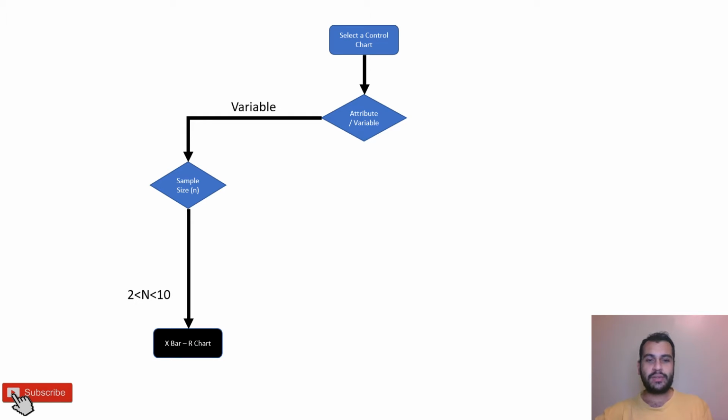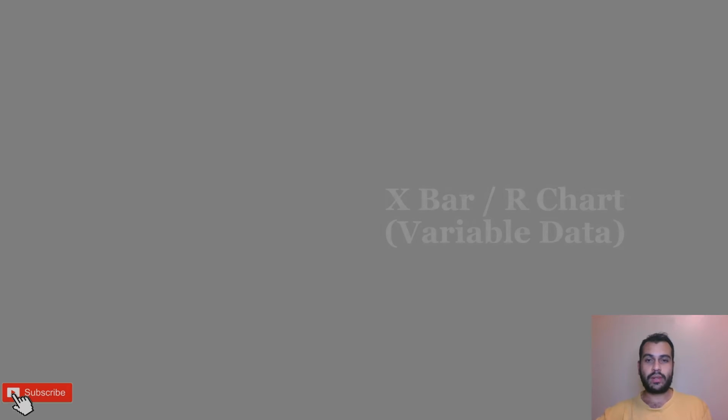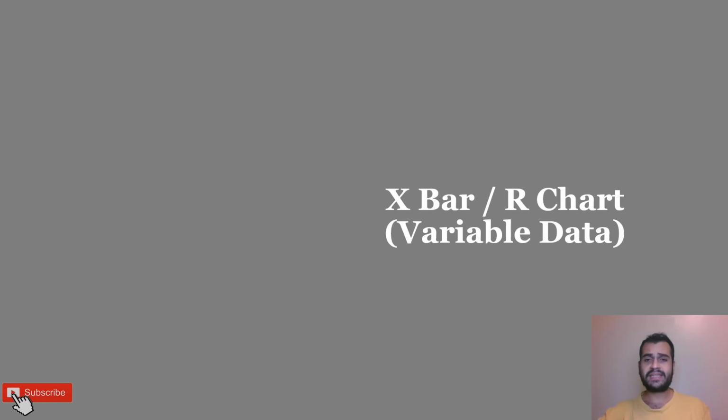So as you can see here, the first chart we're going to go through is the X bar and R chart. And this is mainly to do with variable data. Now let's take it through a process simply.